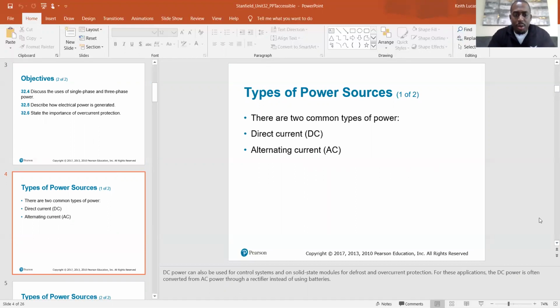DC power can also be used for control systems and on solid state modules for defrost and overcurrent protection. For these applications, the DC power is often converted from AC power through a rectifier instead of using batteries.